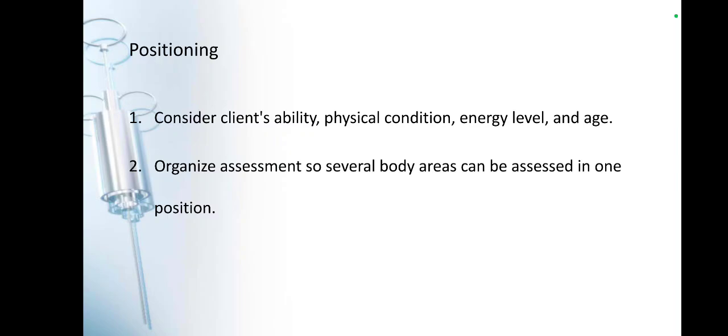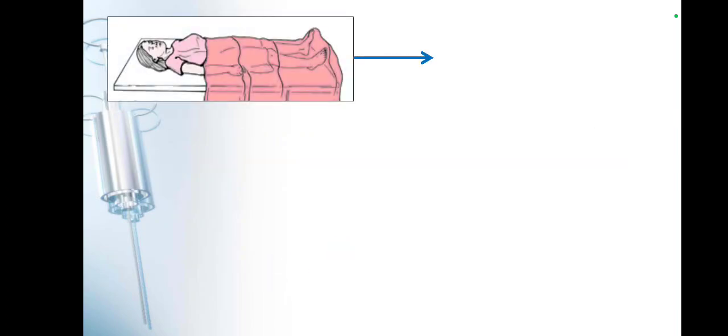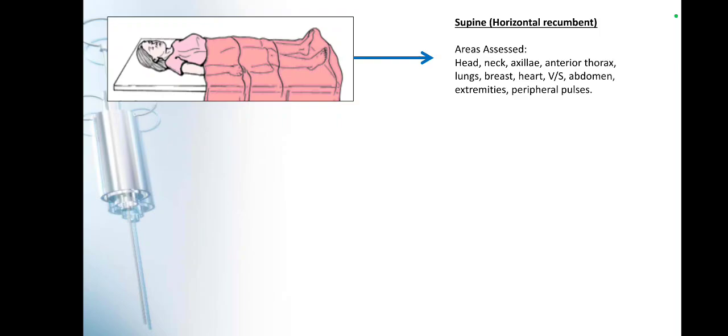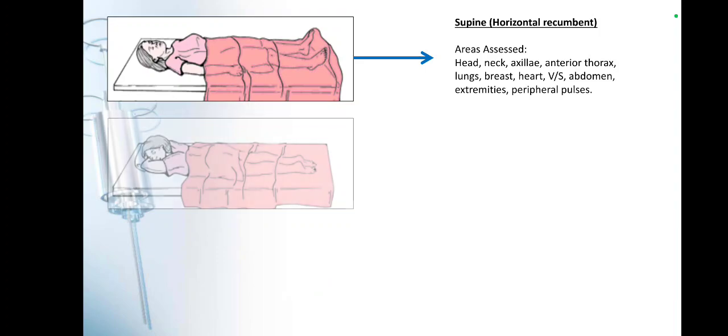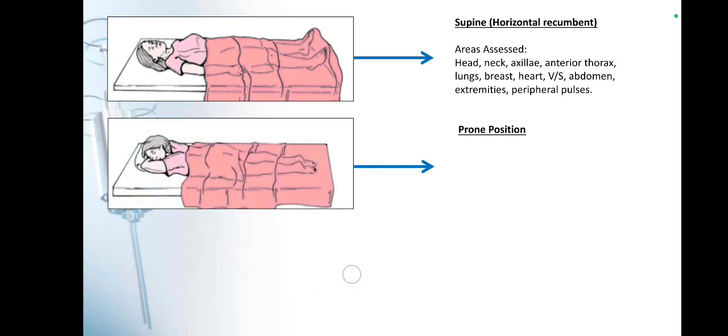There are different examinations that require different patient positions. For example, we have the supine position, or horizontal recumbent. Areas usually assessed in this position: head, neck, axilla, anterior thorax, the lungs, breast, heart, vital signs taking, abdomen, extremities, and peripheral pulses.